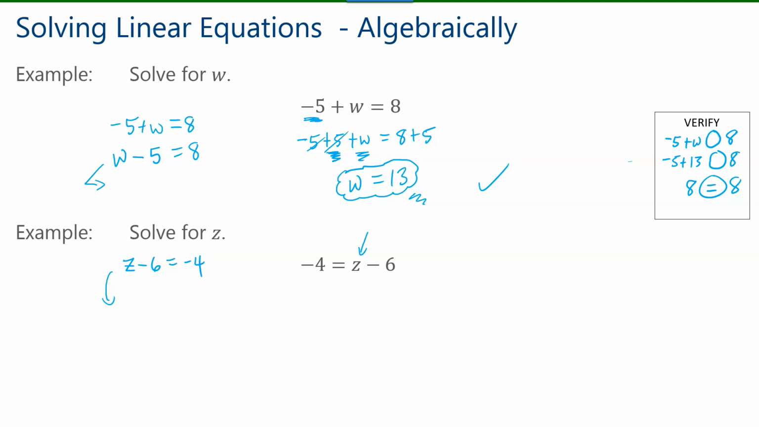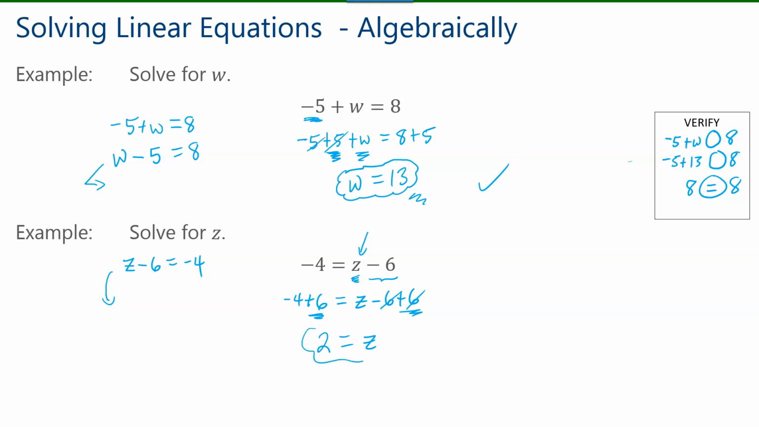I will work with the form of the equation that we were given. My variable is on the right-hand side. That's where my concern is. Associated with the variable on the right-hand side is a subtract 6. Opposite to subtract 6 is add 6. Whatever I did to the right-hand side, I have to do to the left-hand side. Added 6, gotta add 6. -6 plus 6, 0. So I'm just left with my variable, 1z, and -4 plus 6, 2.